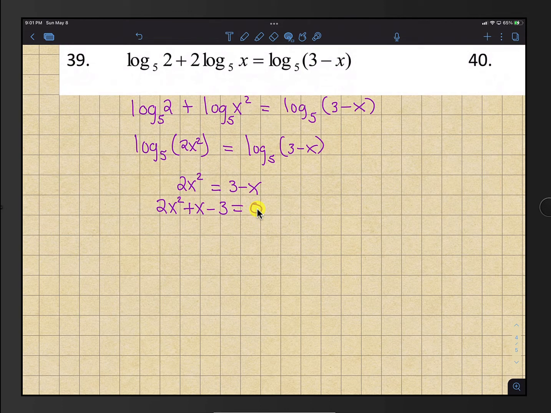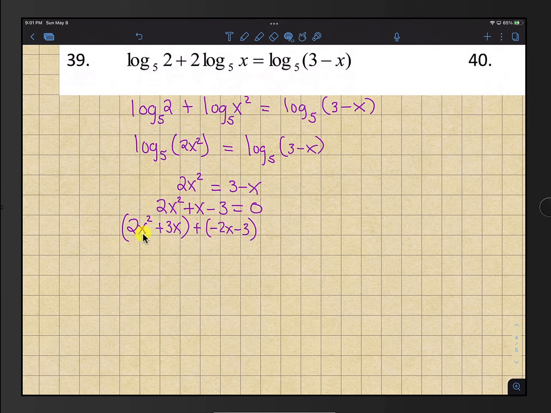And now we will factor that. If we multiply the 2 times negative 3, we would get negative 6. And what would multiply to negative 6 would also add up to positive 1? That would be positive 3 and negative 2. So factor by grouping, we would have 2x squared plus 3x plus negative 2x minus 3.